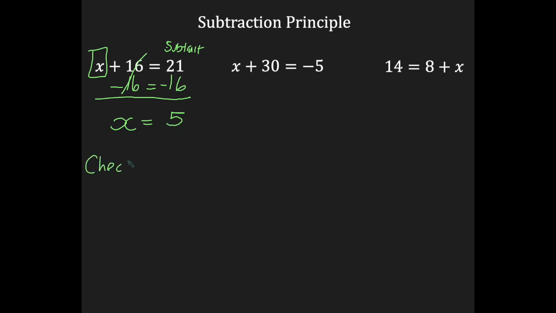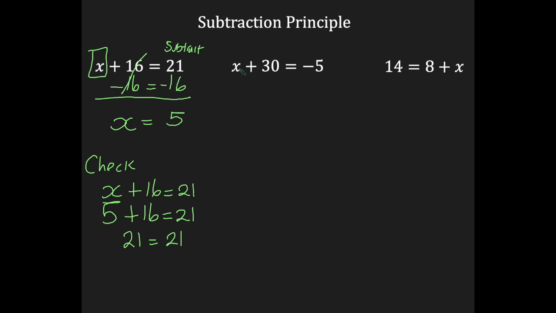If you want to check, write your equation, which was x plus 16 equals 21. The value you found for x was 5 plus 16. You're hoping it would give you 21. When you add 5 and 16, the left equals the right. So your answer is correct.